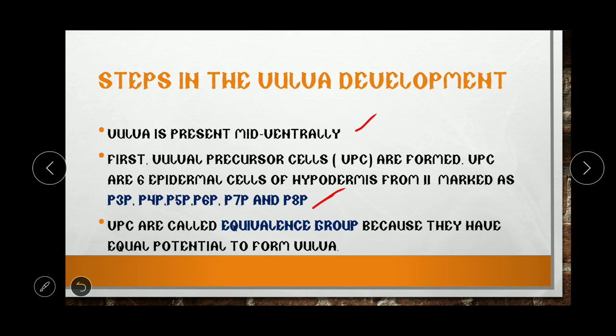And the VPC, or vulval precursor cells, are called an equivalence group, because they have equal potential to form the vulva. So according to the different concentration of the ligand or signal they are receiving, they might become other cells, meaning the fate will vary, but as they have the same potential, they are called an equivalence group.